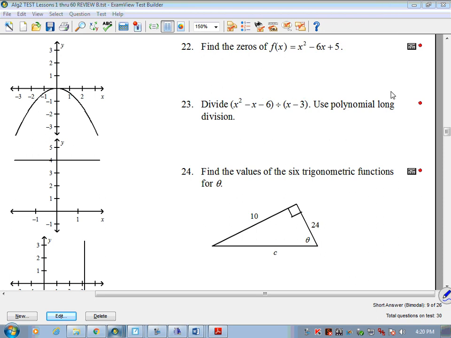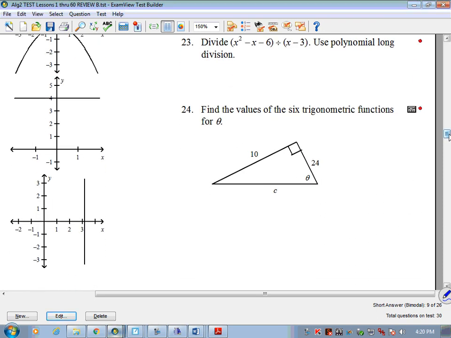All right, now this says use polynomial long division, but I will allow you to use synthetic division here. We can't always, but here I would have 1, negative 1, negative 6. Everything seems to be in order. I have enough of everything. I'm going to divide by 3 because x minus 3 equals 0. Add 3 to the other side.